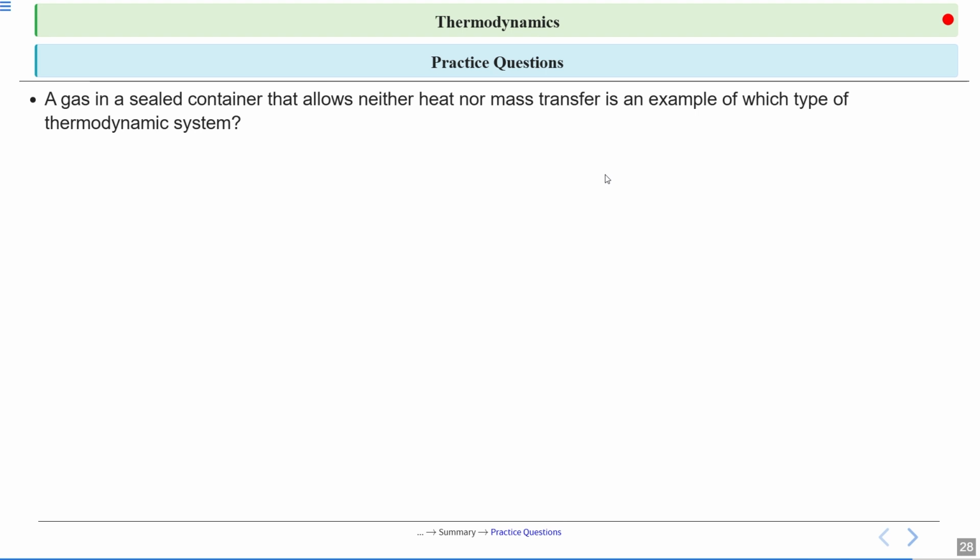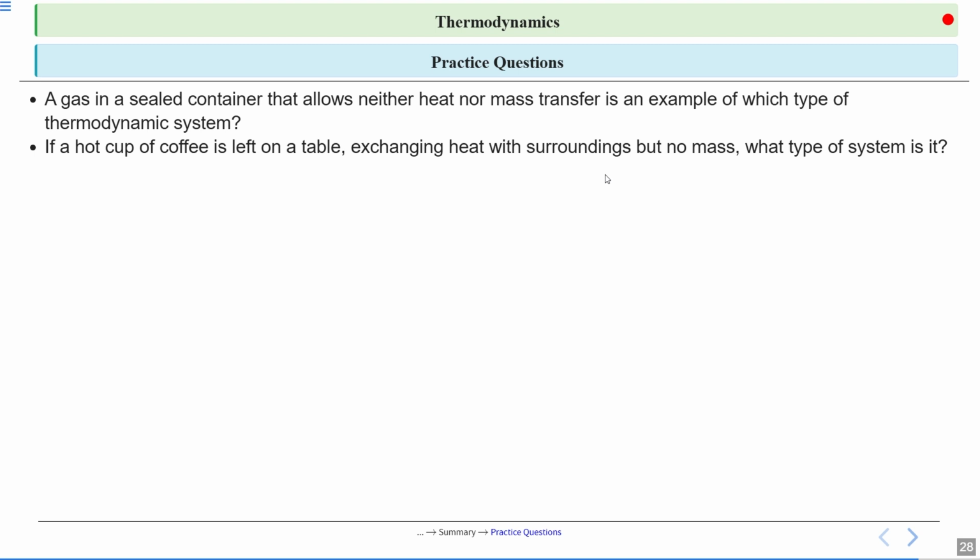Now we have some practice questions, and this is homework for you. First, a gas in a sealed container that allows neither heat nor mass transfer is an example of which type of thermodynamic system? We know three types of thermodynamic system: open system, closed system, and isolated system. So in this particular case, which one is the correct system? There is neither heat nor mass exchange. It means neither an exchange of energy nor mass. So we can say this is an isolated system. Yes or no?